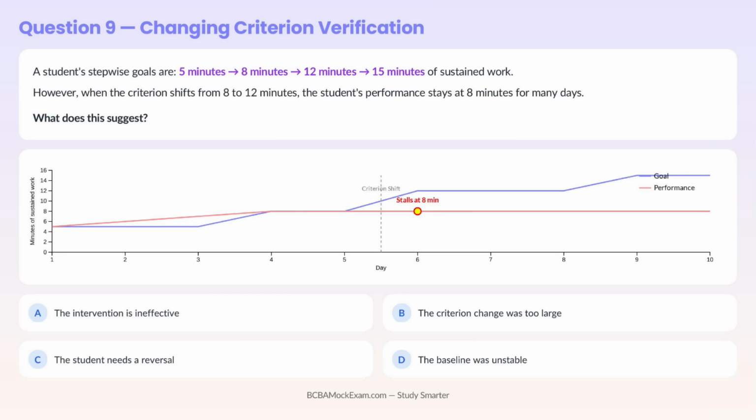A student's stepwise goals are 5 minutes, then 8 minutes, then 12 minutes, then 15 minutes of sustained work. However, when the criterion shifts from 8 to 12 minutes, the student's performance stays at 8 minutes for many days. What does this suggest? A. The intervention is ineffective. B. The criterion change was too large. C. The student needs a reversal. D. The baseline was unstable. This question is about how to interpret stalled performance in a changing criterion design.